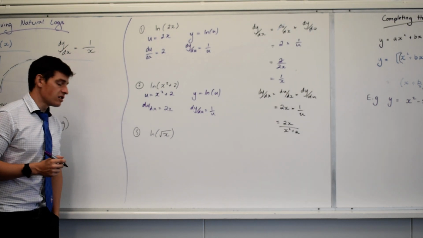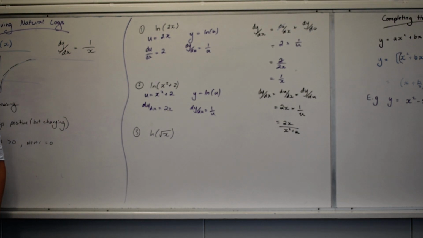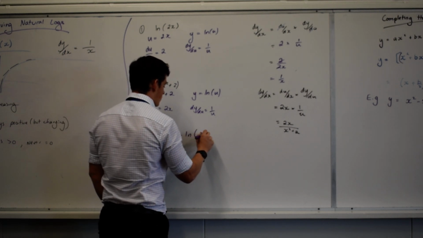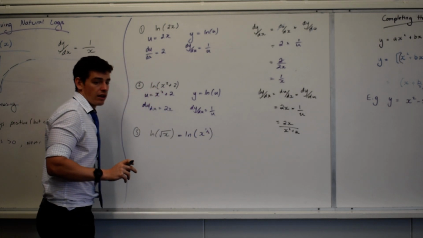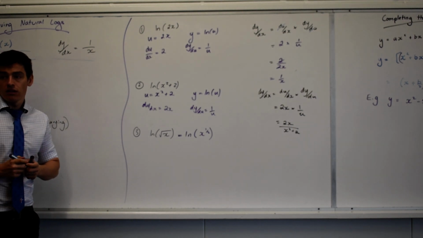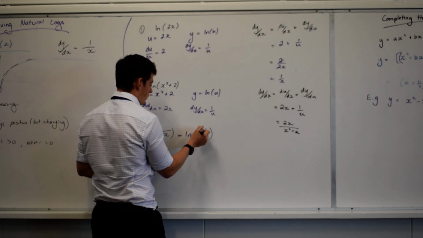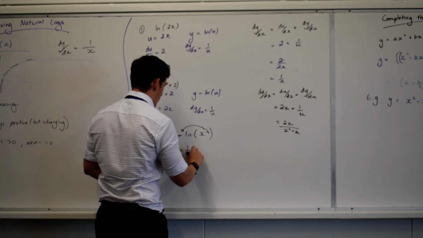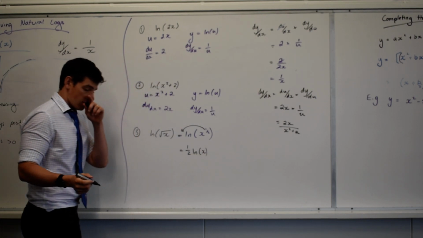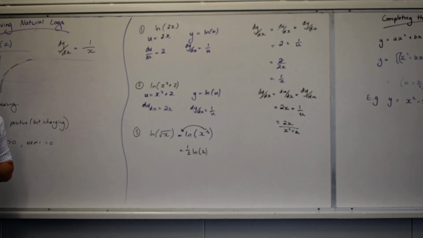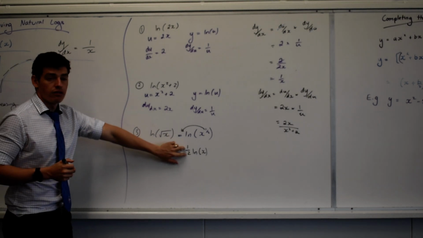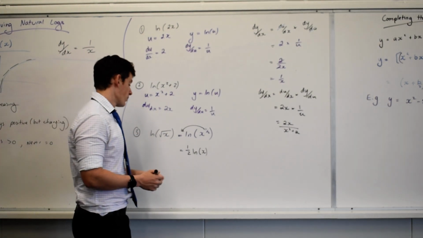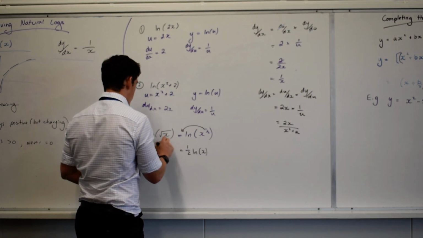Can anyone see what I could potentially do with that square root? What is that really? X to the power of a half. So this is the same as ln x to the power of a half. Can anyone see what I might be able to do with that? Because I can take it to the front. So this becomes 1 on 2 ln x. What's the derivative of ln x? Do I have to worry about the half or not? It just stays at the front, it's a multiplier now, correct? It's just a coefficient.